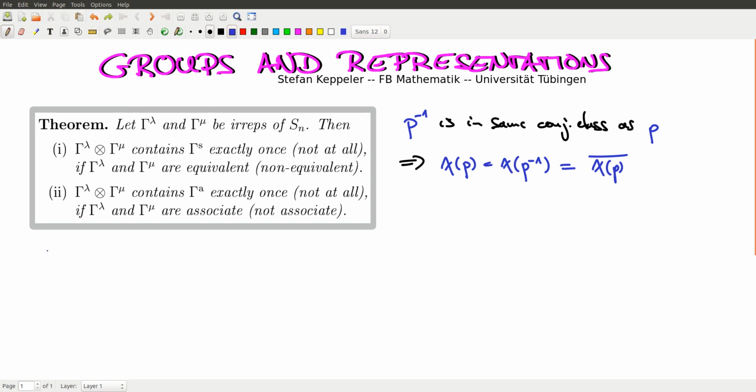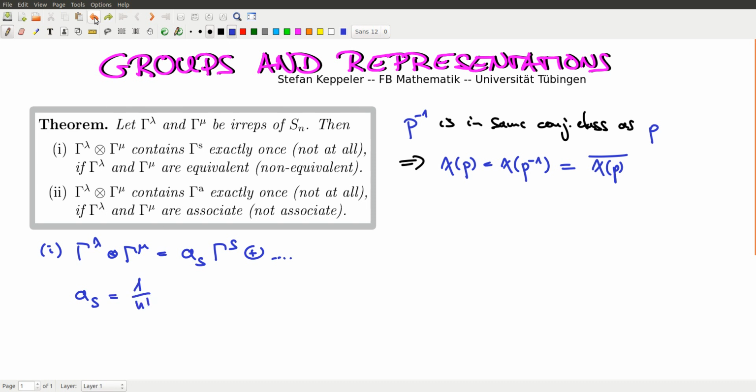Now let's calculate these multiplicities. So we have gamma lambda tensor gamma mu, and then there's gamma s. The trivial representation might show up as some multiplicity as, and lots of other terms. And we want to calculate the as. So how do we do this? We do this using characters.